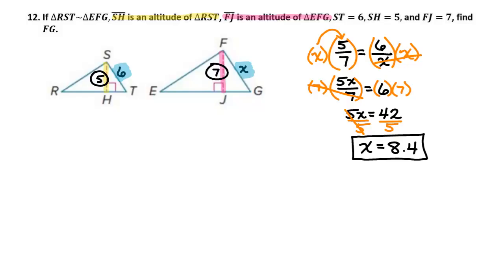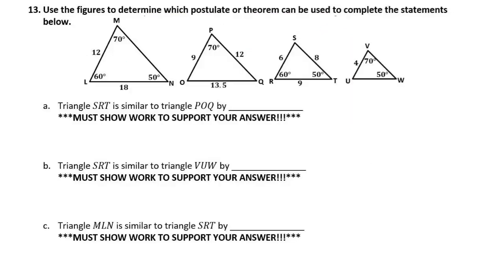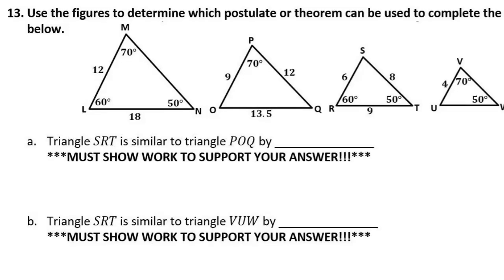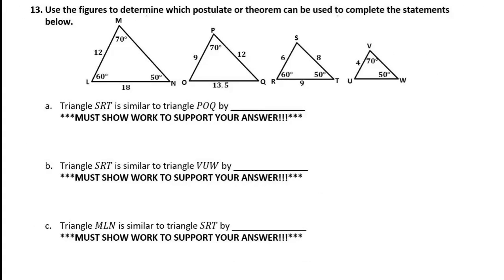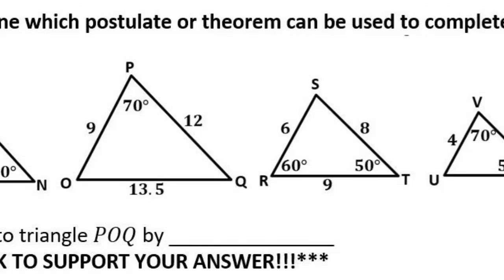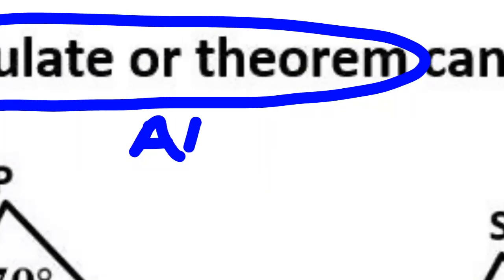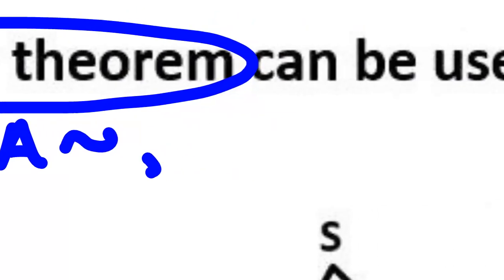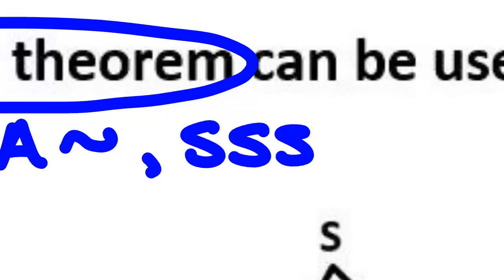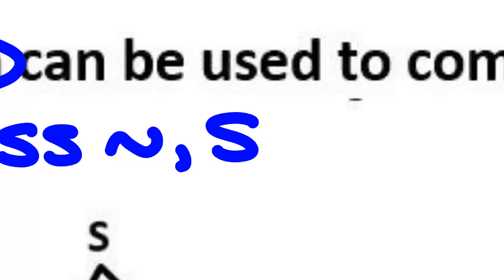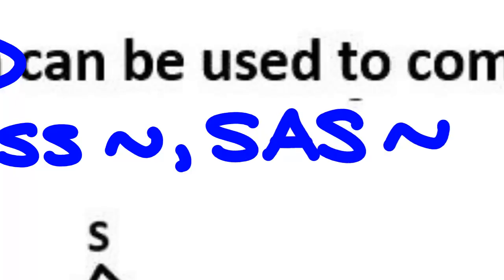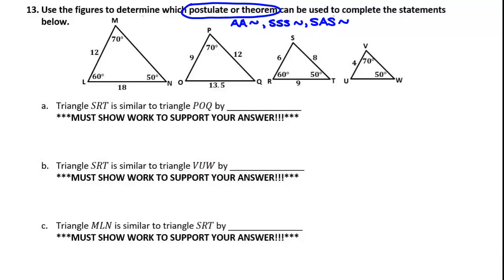All right, so there's number 12. Number 13. Use the figures to determine which postulate or theorem can be used to complete the statements below. So when we're talking about a postulate or theorem here, we're going to be talking about angle-angle similarity, side-side-side similarity, and side-angle-side similarity. Those will be the reasons that we use for why different triangles are similar.